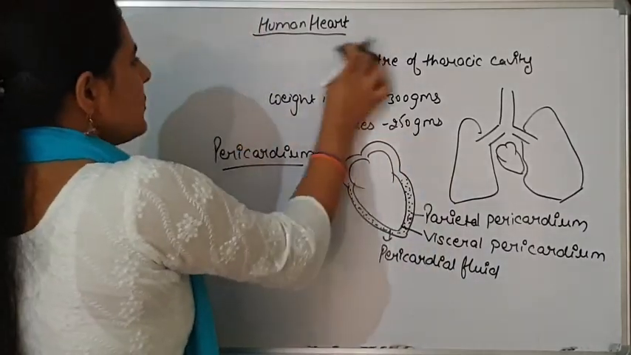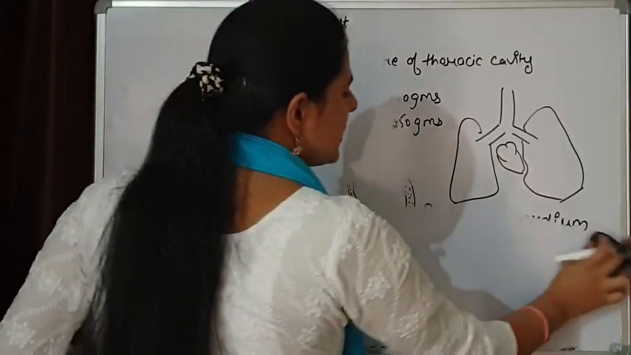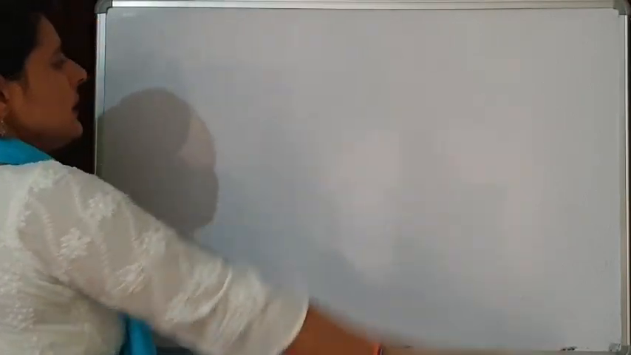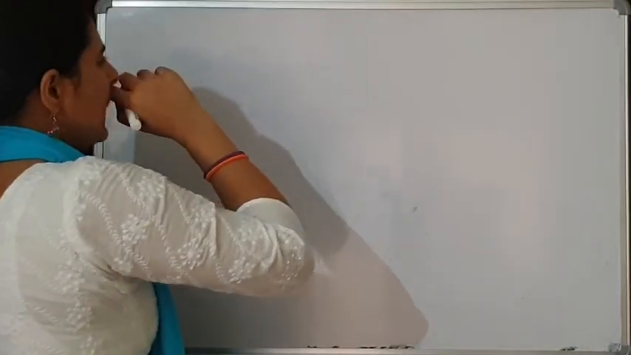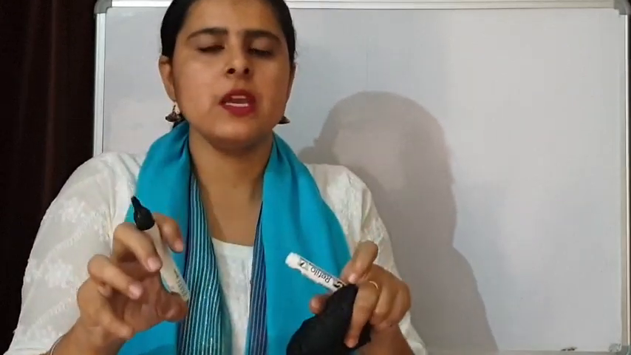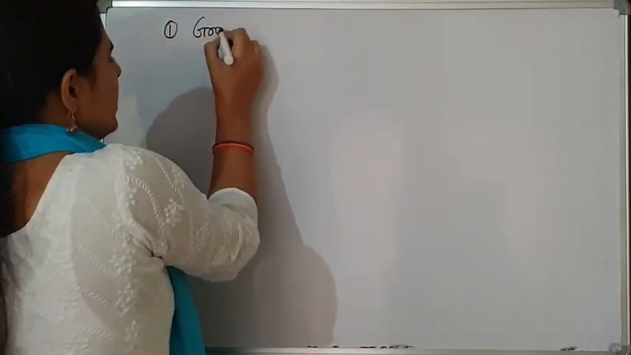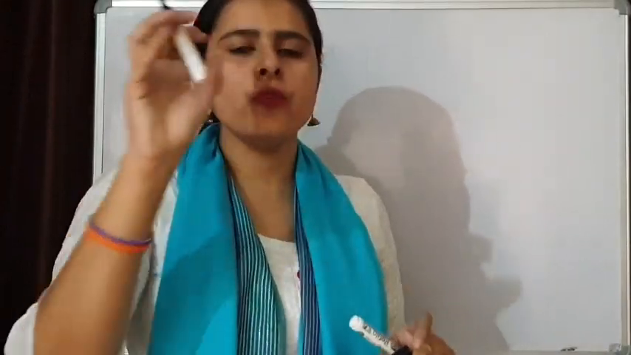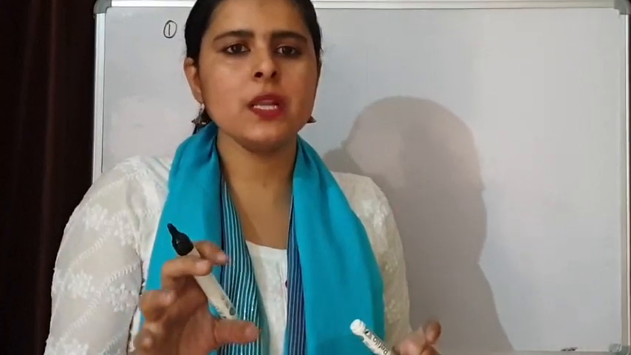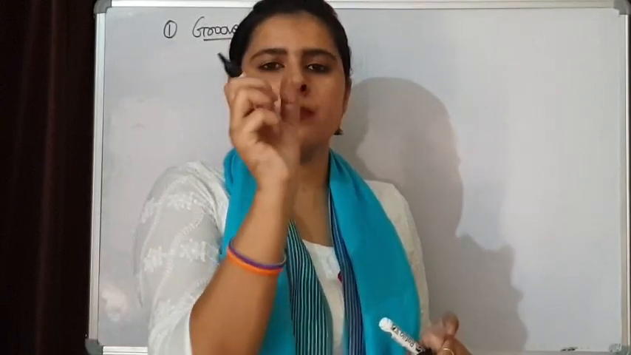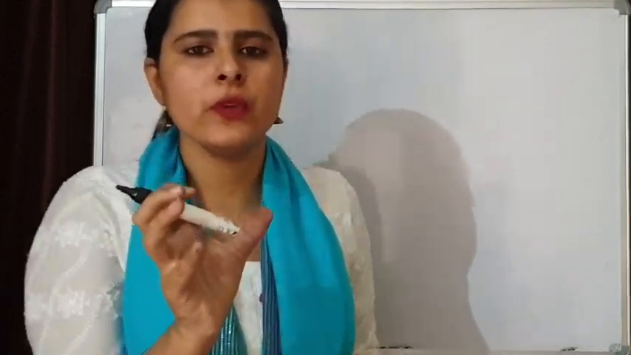Now let's discuss the external and internal structures of the heart. Along with the structure of the heart, I am also discussing the functions of different parts. When we see the heart externally, we are not able to see the four chambers. We are able to see the grooves. All four chambers are not clearly distinguishable, but some grooves are visible. These grooves are responsible for the separation of the four chambers of the heart.